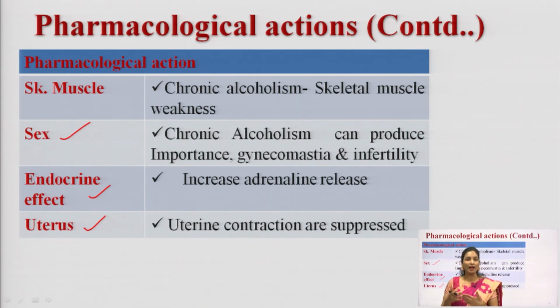It can release adrenaline. After this adrenaline goes and binds to its receptors, what is the action on CVS? It will increase the heart rate and increase the blood pressure. And what is the action on the uterus? When you take alcohol, it suppresses the uterine contractions. It means it has a relaxation action on the uterus.